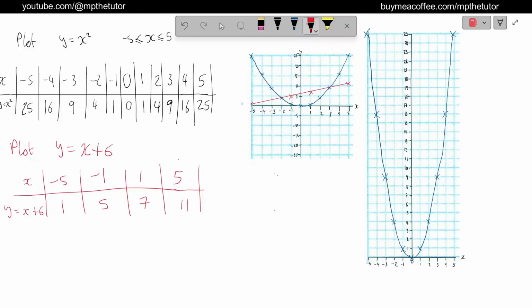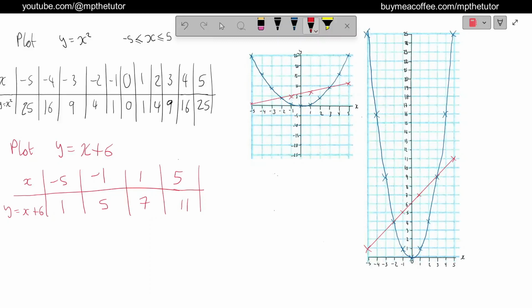Now let's draw the same thing, but on the other graph. So at -5, we're at 1. Then at -1, we're at 5. Then at 1, we're at 7. And at 5, we are at 11. So I'm then going to join those dots up. Voila.